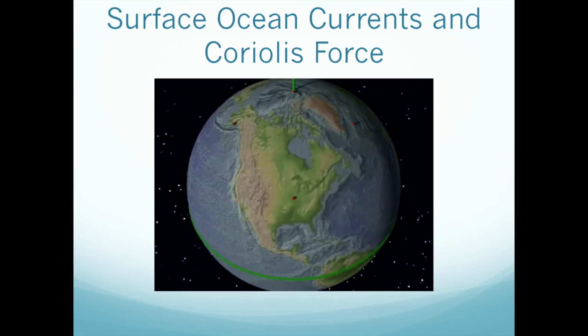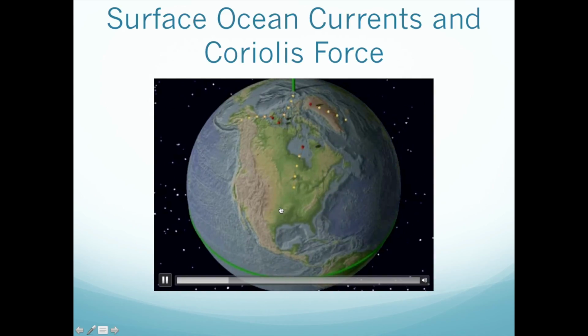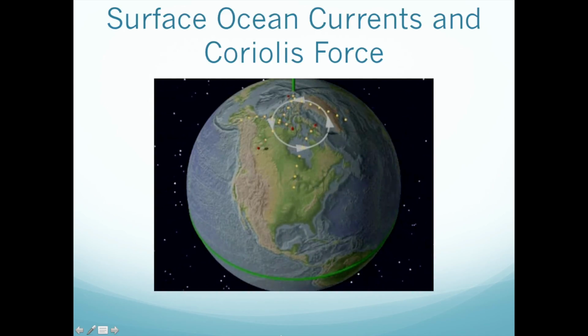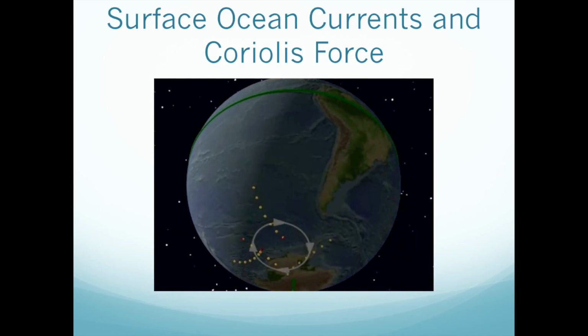Because the Earth rotates, circulating air is deflected. Instead of circulating in a straight pattern, the air deflects toward the right in the northern hemisphere and toward the left in the southern hemisphere, resulting in curved paths. This deflection is called the Coriolis effect.